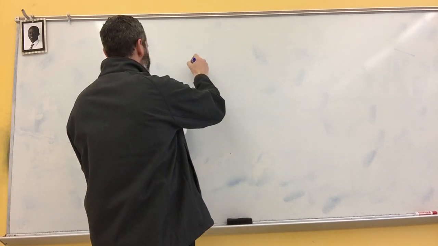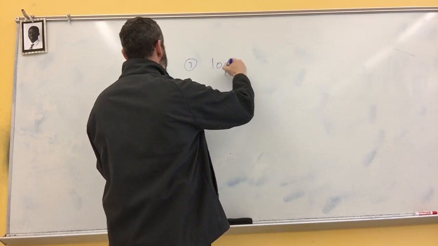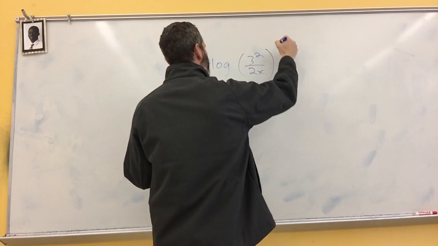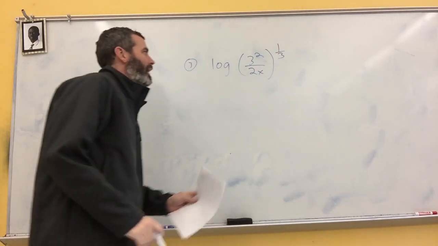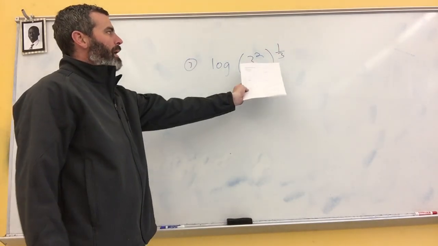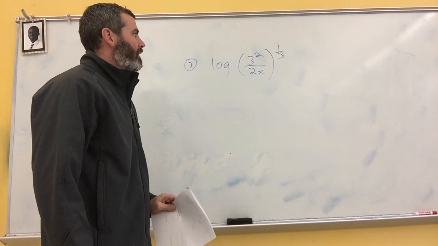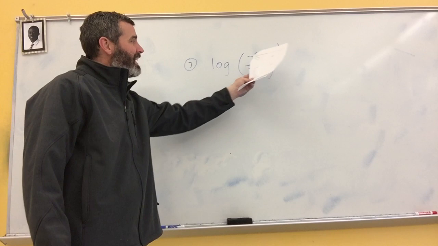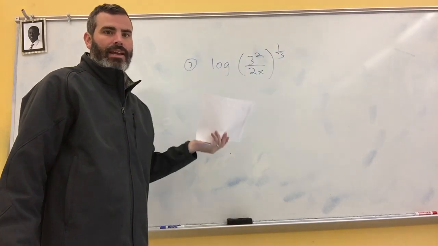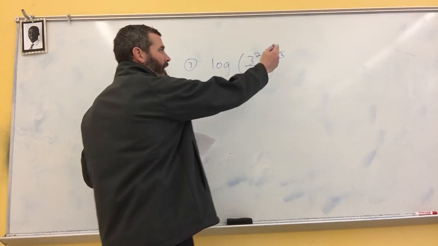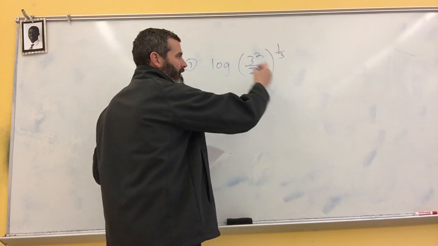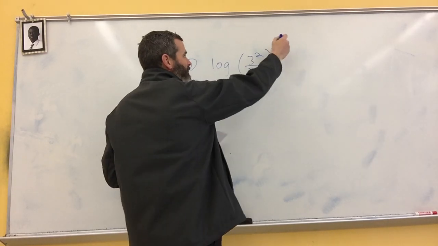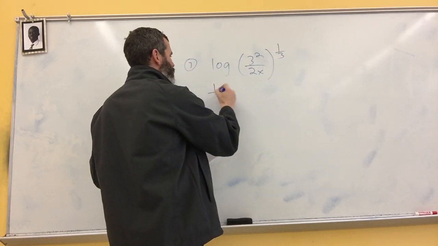Number 3. Okay, so first of all, I got to use the power property. Got to get rid of this 1/3. Now I could distribute the 1/3 to every single thing in here, right? There's a couple different ways to do it. I could distribute my exponent and then use the quotient property, product property, and power property. But I think it's easier to go ahead and just use the power property first.